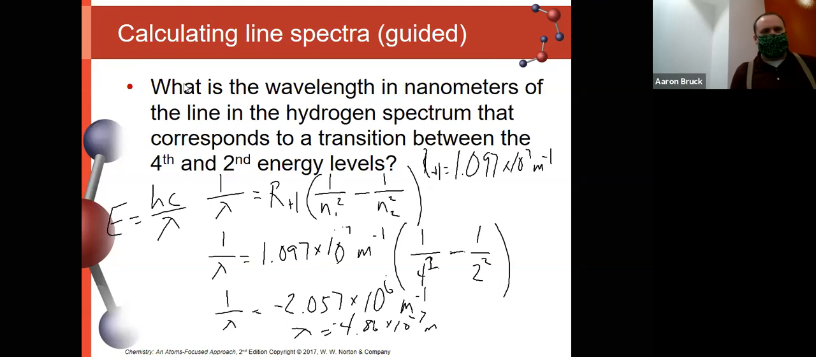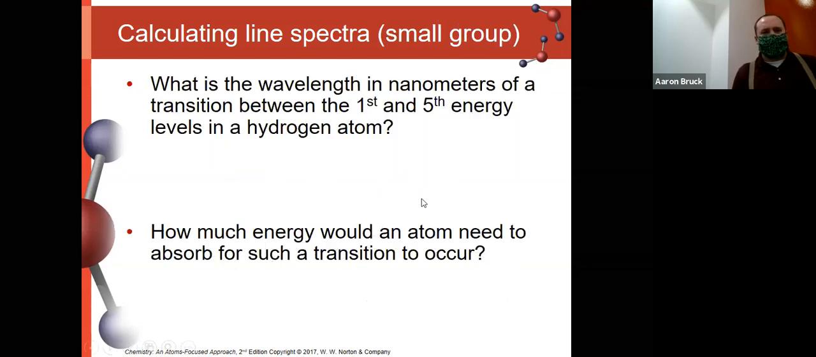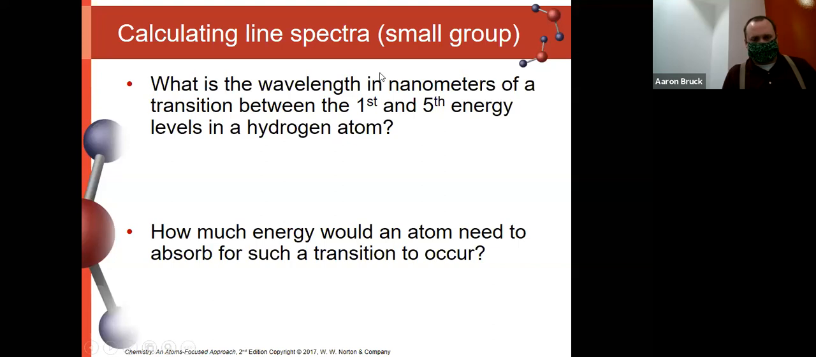All right, if you've been paying attention the past 3 weeks, you know what happens next. You're going to try it yourself. What is the wavelength in nanometers for a transition between the first and fifth energy levels in a hydrogen atom? And then as a secondary question, how much energy would that atom need to absorb in order for this transition to occur? So take a few minutes, go ahead and try this out, and we'll come back and go over it in about 5 or 6 minutes.